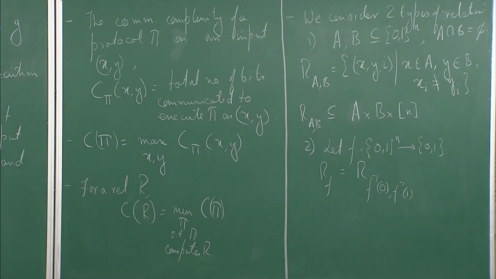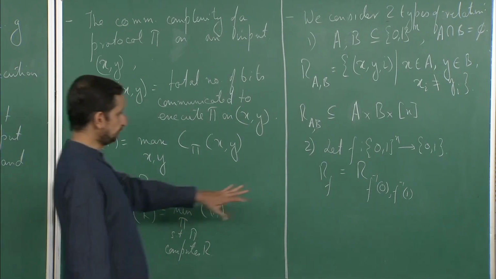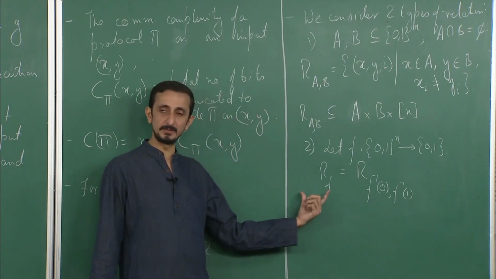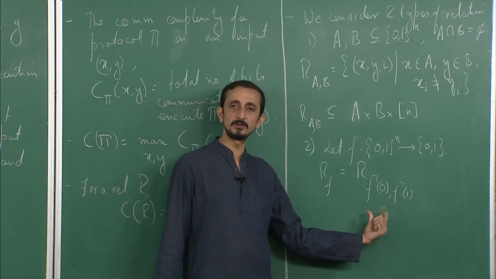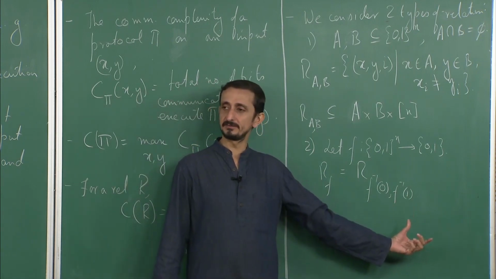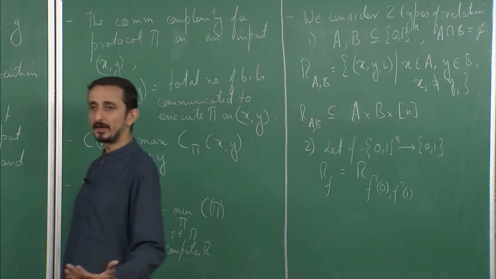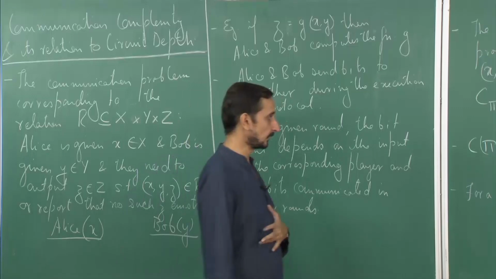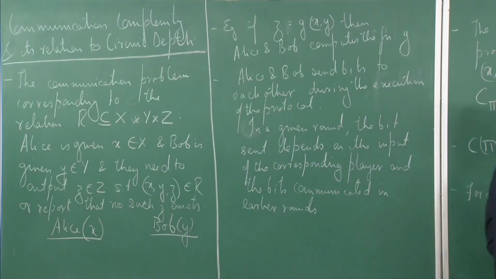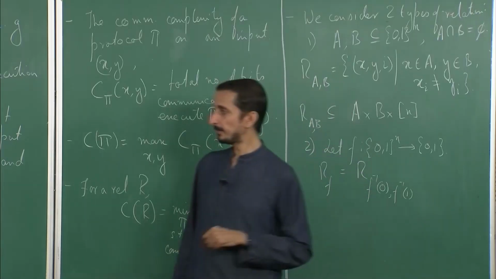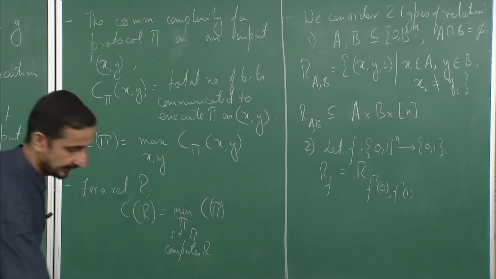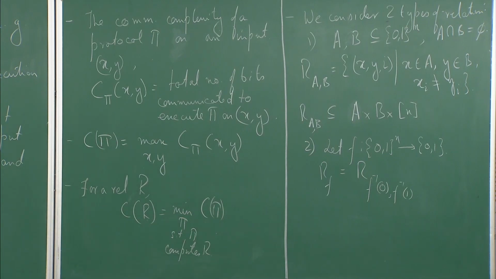Okay. So basically, if there is a protocol for R_f, it means that Alice is given a string which evaluates to 0, Bob is given a string which evaluates to 1, and they need to agree on an index on which both x and y differ. Okay. So this is roughly the framework that we would be considering. So let's look at an example.